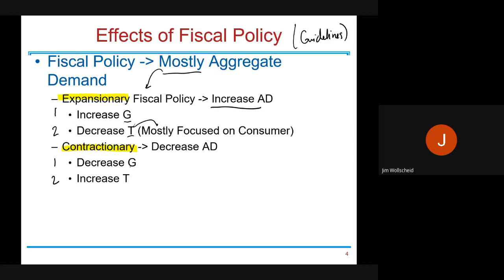And contractionary is just the opposite. I decrease G, increase T.